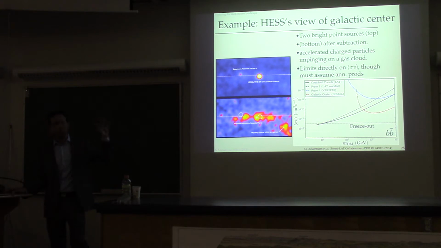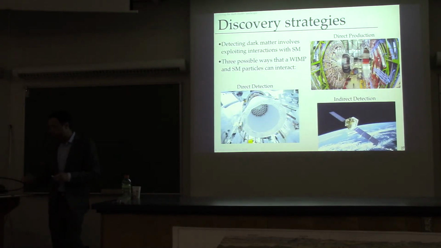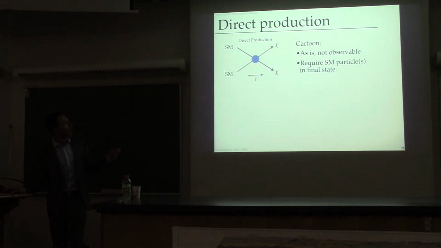But this is the way that they look for dark matter in telescopes. Okay, so let's go back to this. Direct production. Well, this thing I drew here, standard model goes to some new particles. Actually, that's just a cartoon. That's not something you would be able to observe because these things would just leave the detector. You need a standard model particle in the final state.